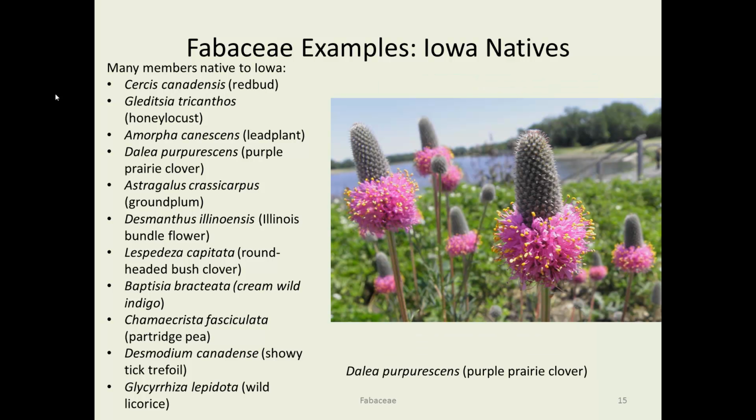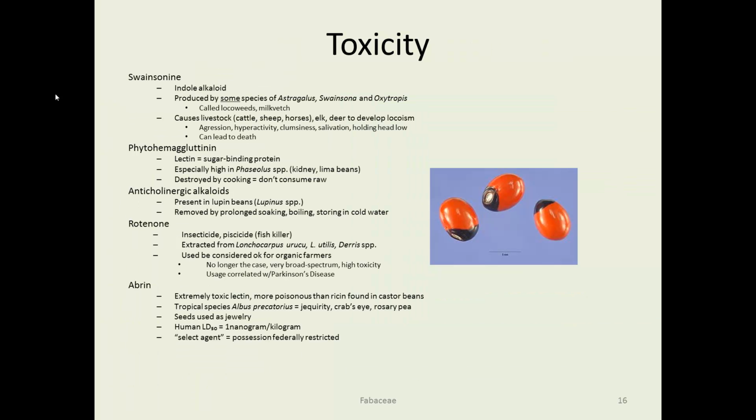Here's a photograph of purple prairie clover. Cute little plant, grows kind of a tutu of flowers in a circle that extends up the flower as they age. And also there is a white prairie clover.